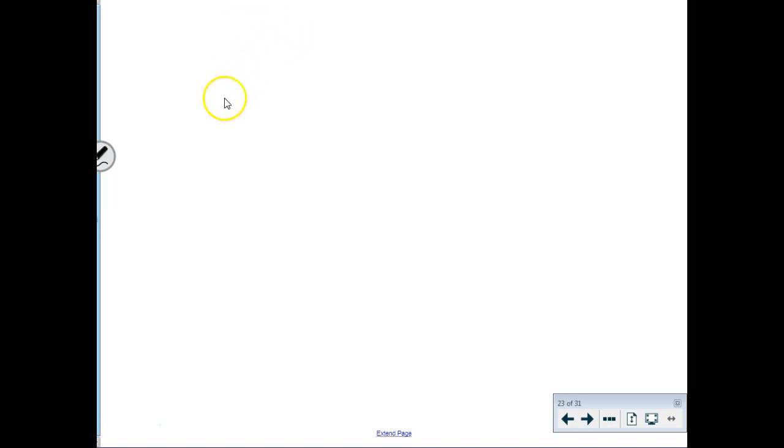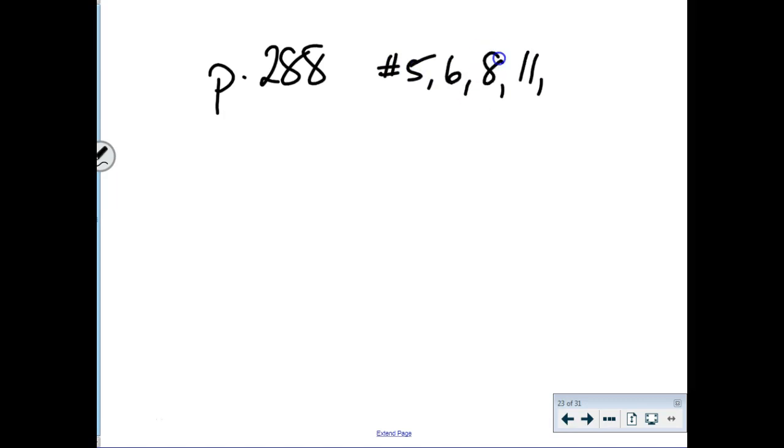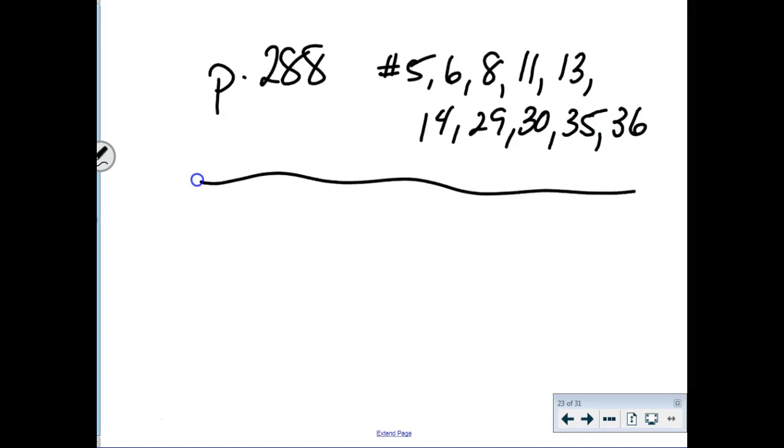So it is bookwork. It's really short because these questions are just like a look and say, look and say, look and say. So page 288, and this is on Google Classroom, numbers 5, 6, 8, 11, 13, 14, 29, 30, 35, and 36. Make sure you have that unit circle handy when you're doing that bookwork. Yes, I posted the key. Please don't be a silly pants who just copies the key, because these are hard if you don't practice them.